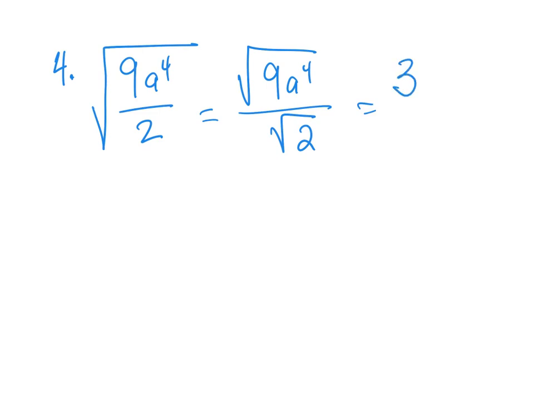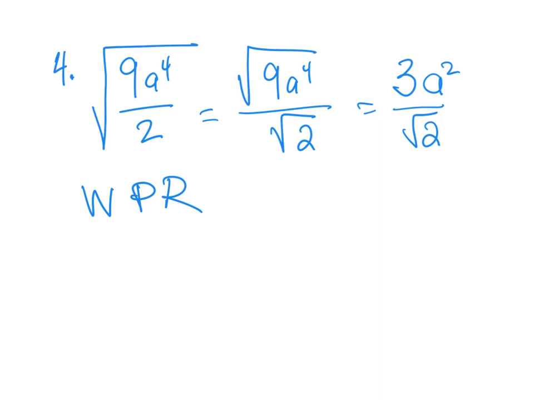And the square root of a to the 4th is a squared all over the square root of 2. Now you might be tempted to say, hey self, I'm done. Woohoo! But no, don't fall into that trap, because denominators need to be whole, positive, and rational. And this guy right here is not rational.